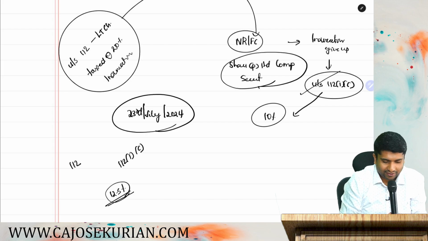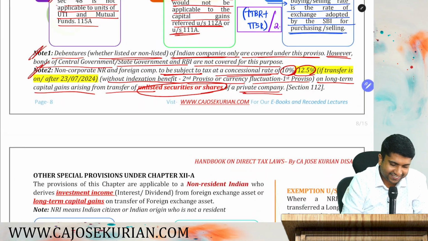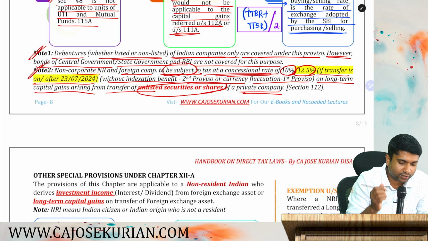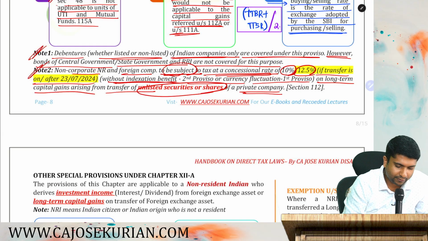Are you with me? So what I have written over here is: non-resident, non-corporate or foreign company to be subjected to tax at concessional rate of 10% or 12.5% if the transfer is on or after 23rd July 2024 without indexation benefit. That is second proviso, or currency fluctuation, that is first proviso.